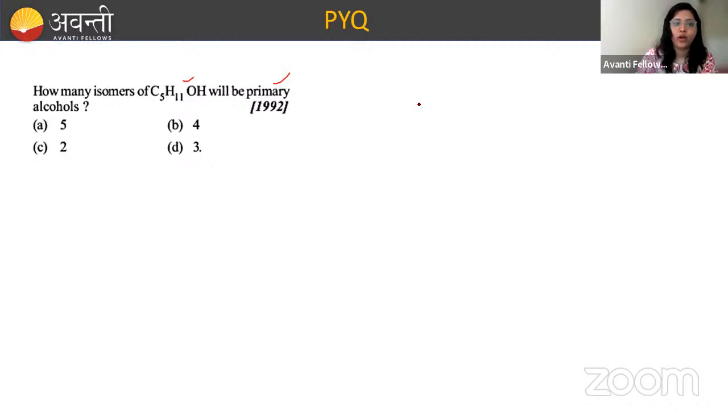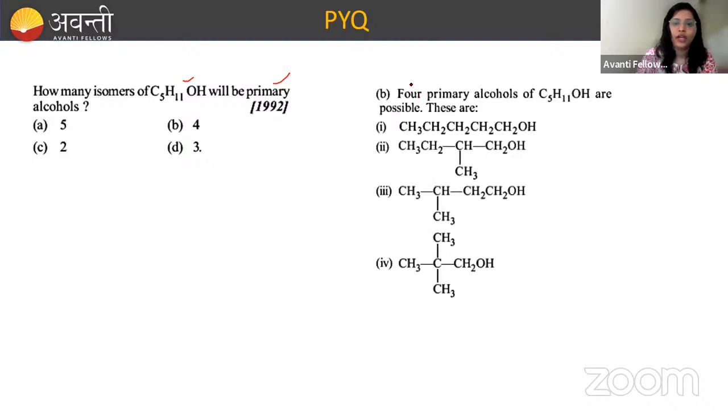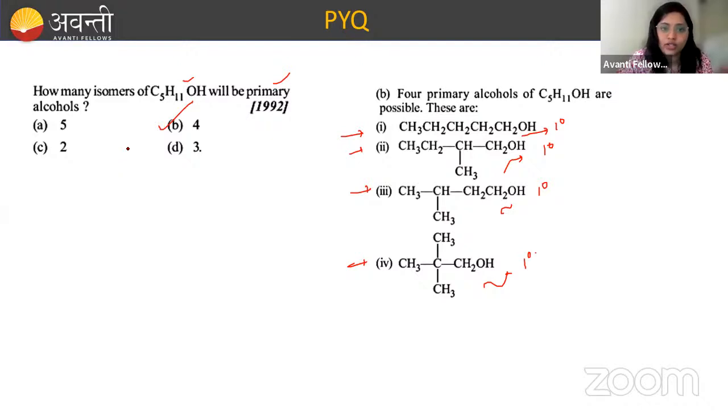Okay, C5H11OH, try to draw the isomers of this molecule. Here you can see one isomer, another isomer, third isomer and fourth isomer I have drawn. This is a primary alcohol, right? This is again a primary alcohol, this is again a primary alcohol, and this is again a primary alcohol. So there are a total of 4 primary alcohols possible for this given molecule, that is C5H11OH. This is pentanol.